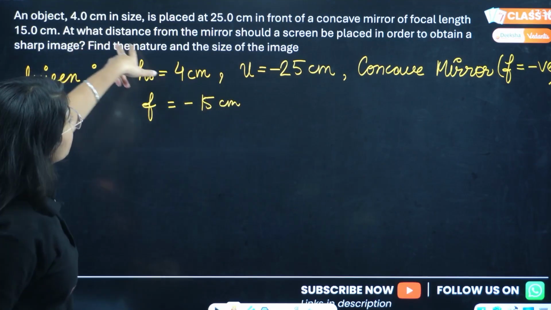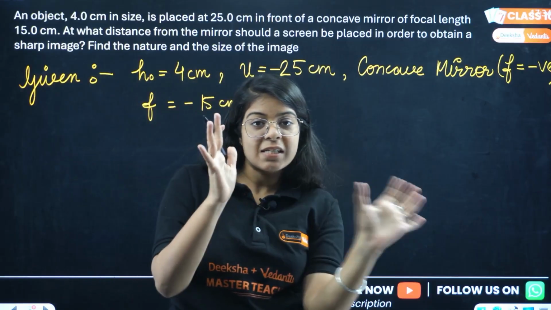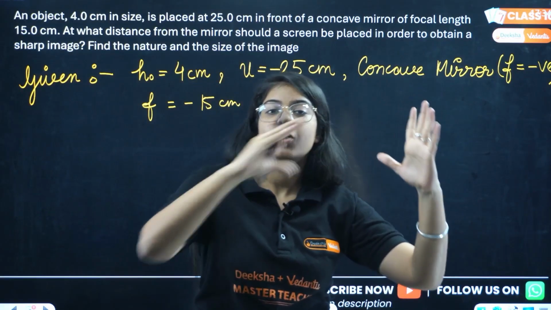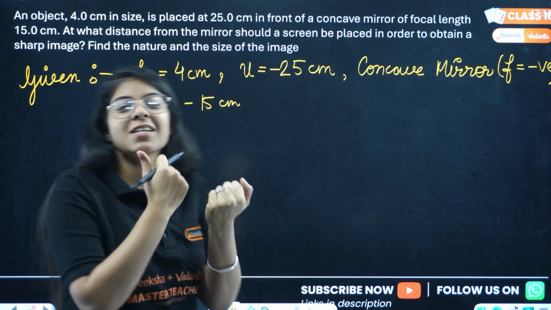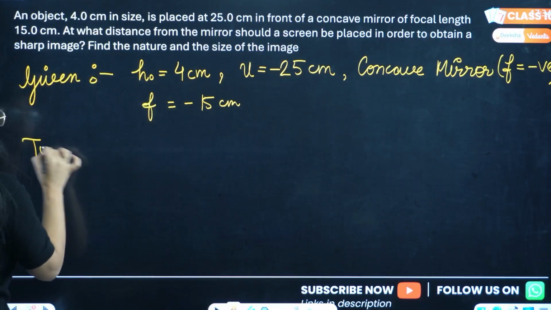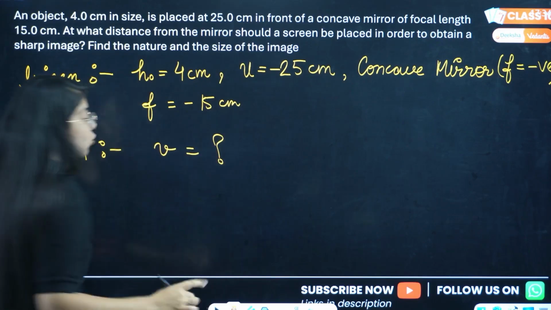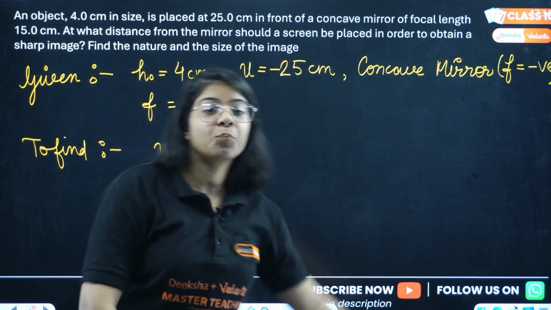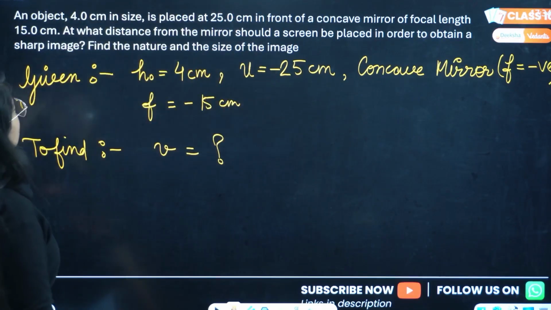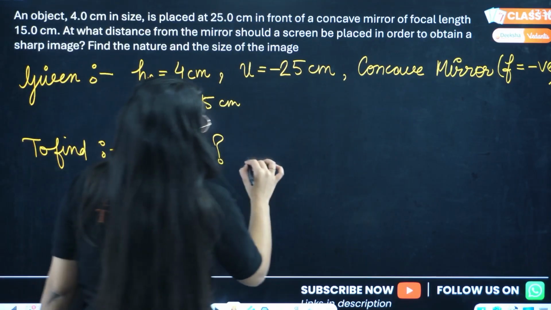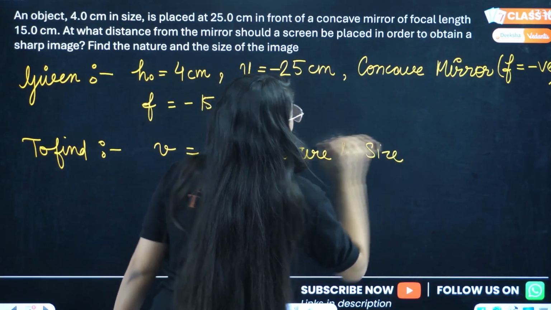Then, at what distance from the mirror should a screen be placed? So they're saying, this is my mirror. At what distance should I place a screen so that the image is formed on that screen? So this distance, the screen distance from the mirror, will be what? It will be the image distance. So then we will write, to find. What we have to find? The image distance we have to find. And I told you in the answer writing video that you have to put this question mark every time you're writing. Now, should be placed in order to obtain a sharp image. Find the nature and size of the image as well. We also have to find the nature and size of the image.